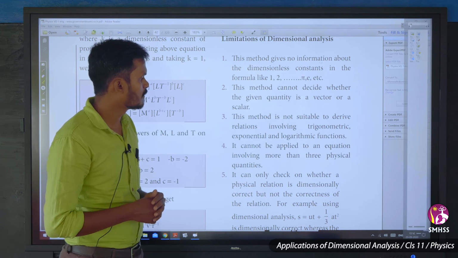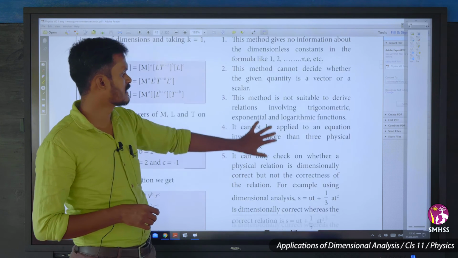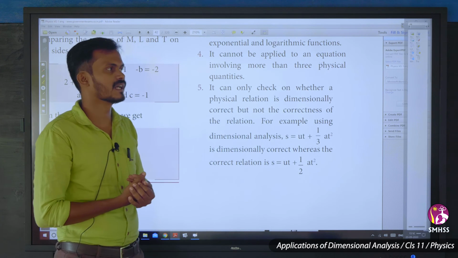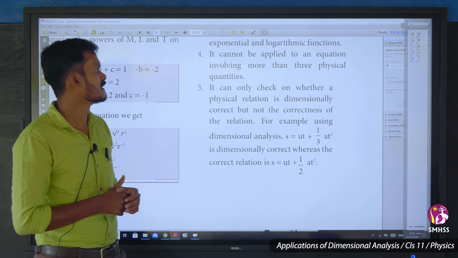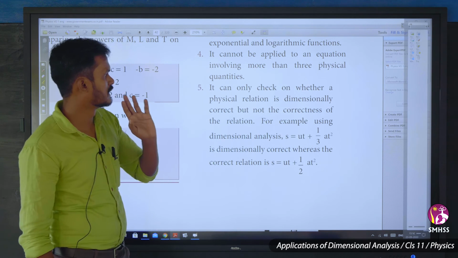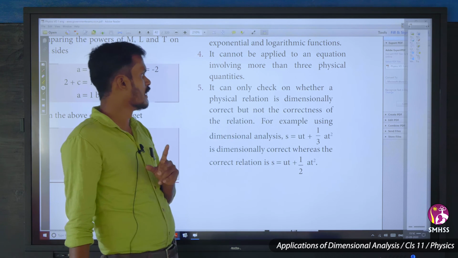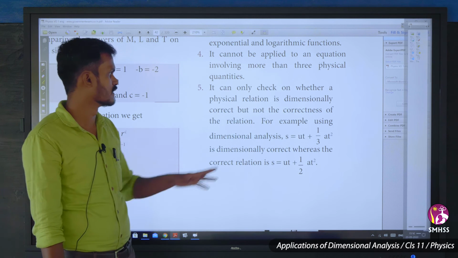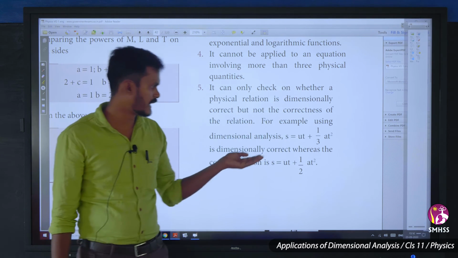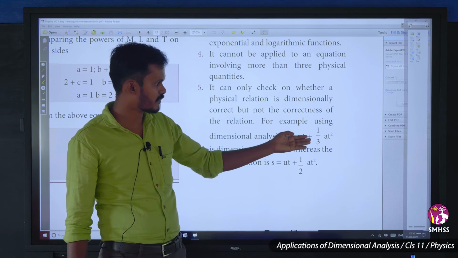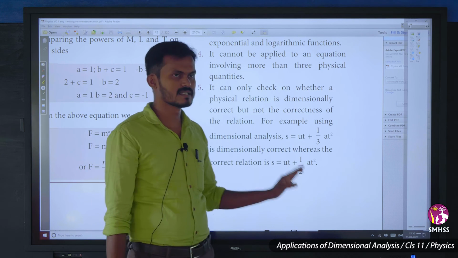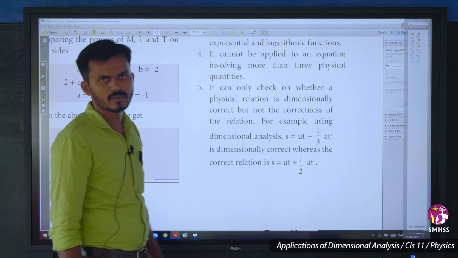Fourth one, it cannot be applied to an equation involving more than 3 physical quantities. With 4, 5, 6, 7 physical quantities, applying dimension analysis will be more difficult. Fifth one, it can check only whether a physical relation is dimensionally correct, but not the correctness of the relation. For example, S equal to ut plus 1 by 3 at square is dimensionally correct, whereas the correct relation, the second equation of motion, is S is equal to ut plus 1 by 2 at square.